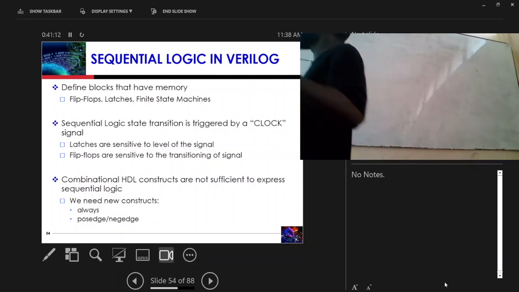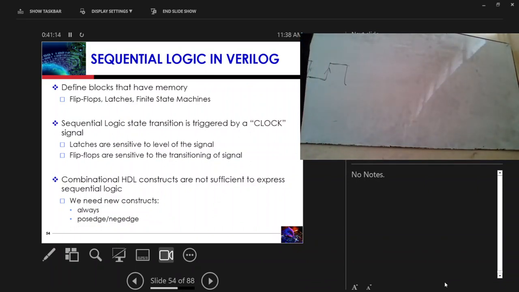Okay, so now for the sequential logic, we are going to be looking at how to design the flip flops, latches, and FSMs. I took a lot of time to explain what FSMs are, and then we looked at some examples of the FSMs.